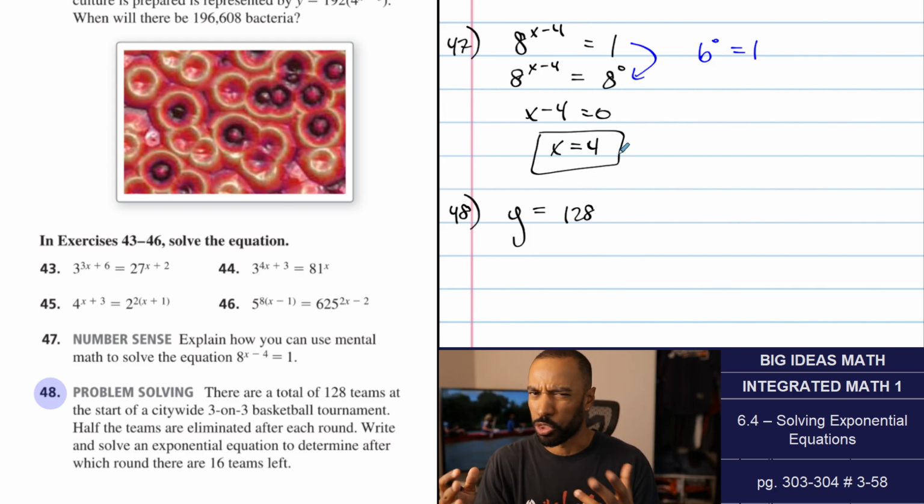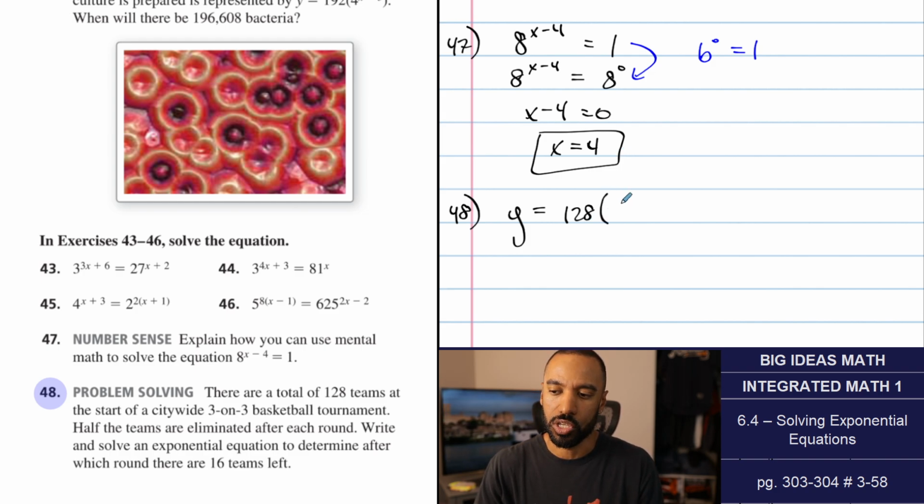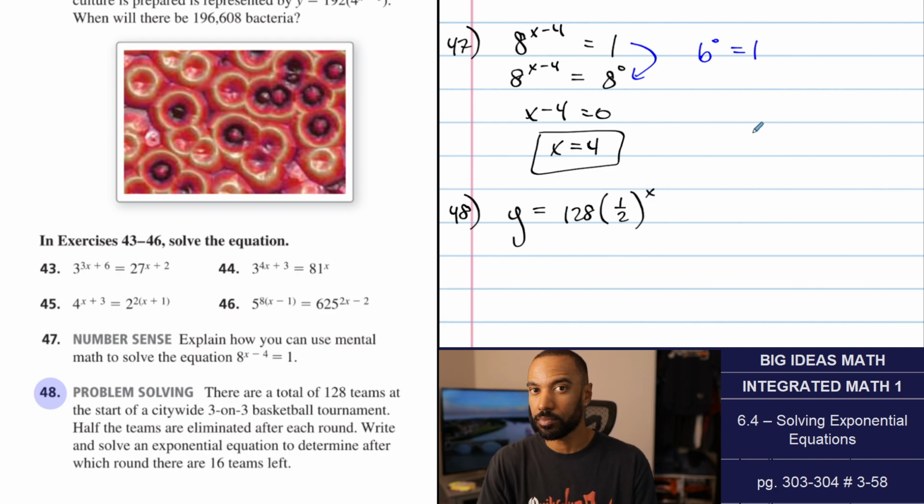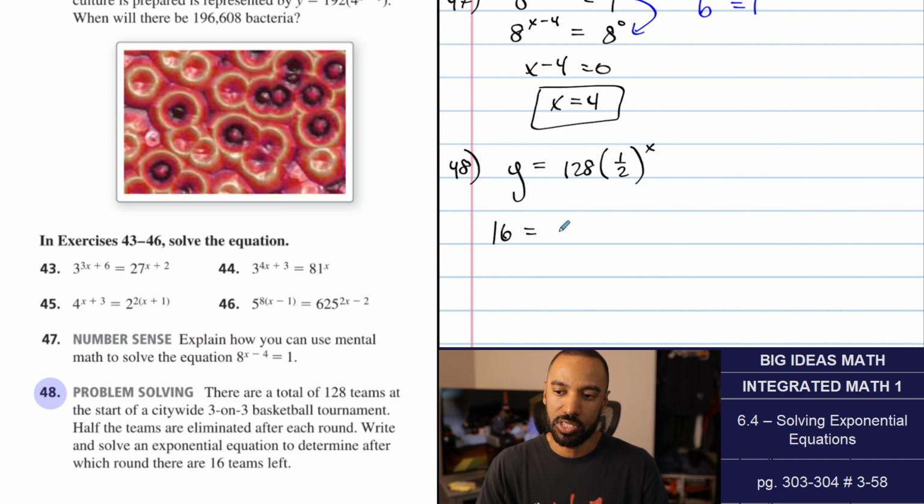Don't worry about the 3-on-3 aspect. The number of players isn't relevant to the problem. What matters is the growth or decay rate. In this case, you eliminate half of them after each round. X can be the number of rounds. If I say round 0, there are still 128 teams. After round 1, boom, half of it, 64, etc. So we can write our equation like this. Now we set y equal to 16. 16 equals 128 times 1/2 to the x power.